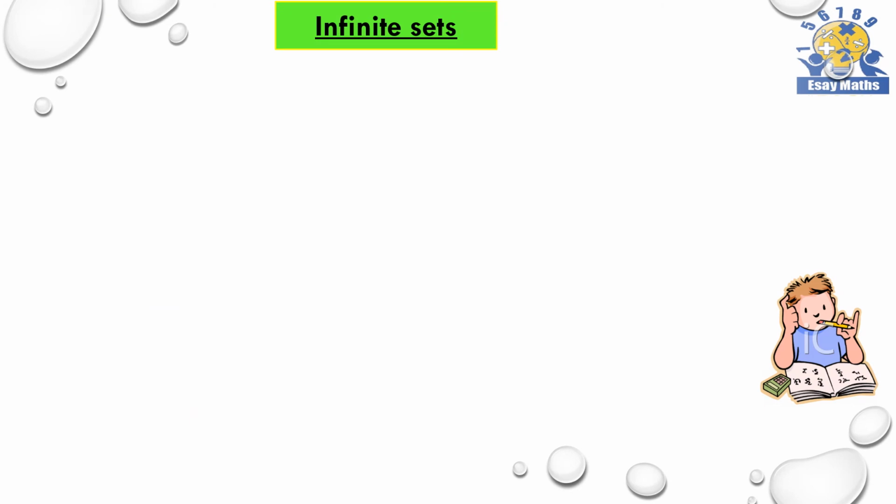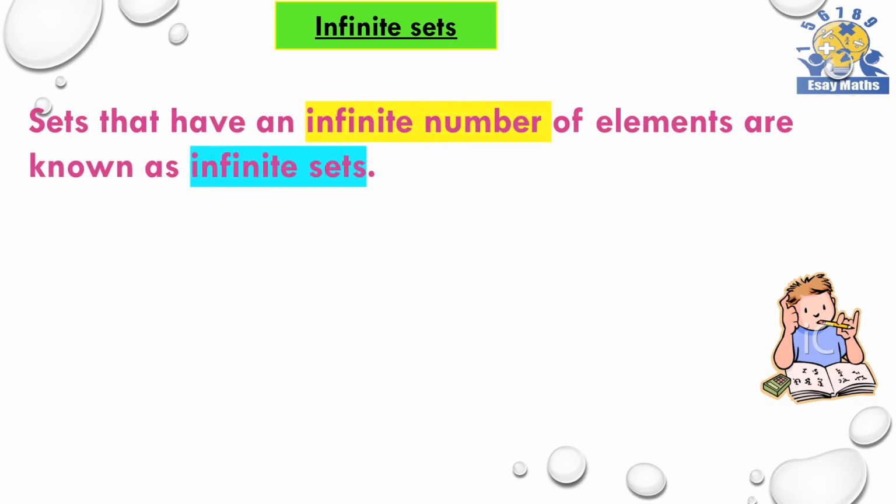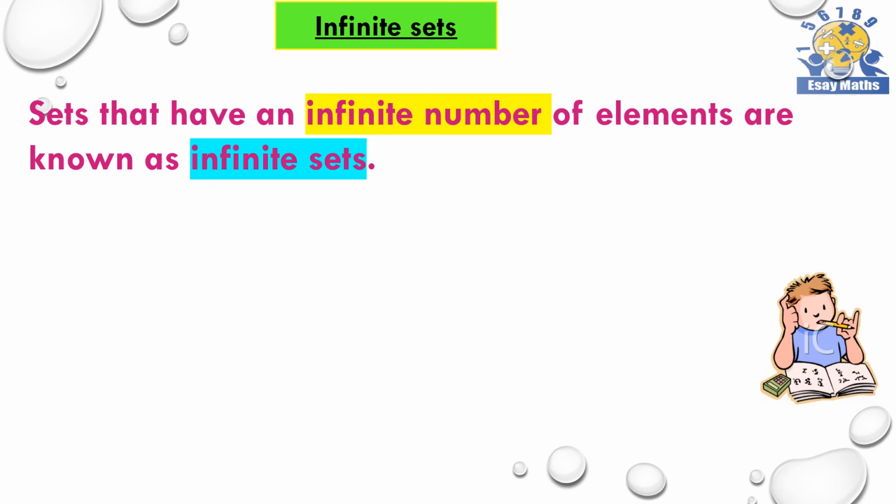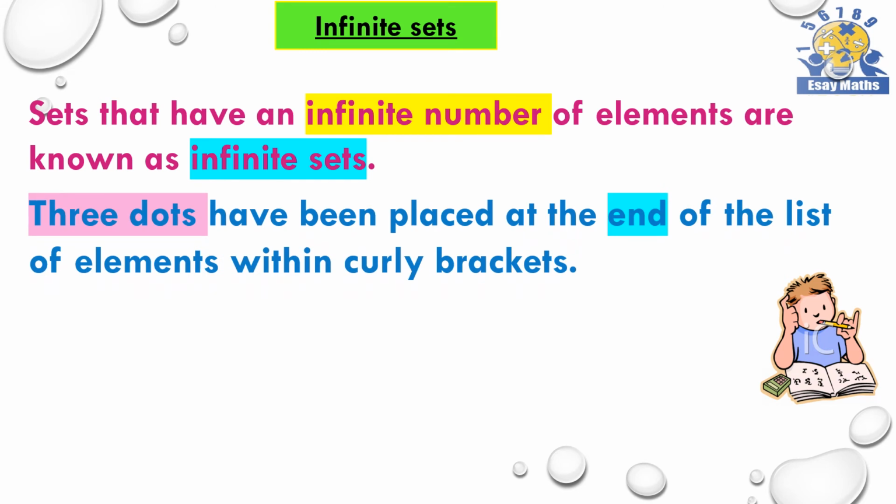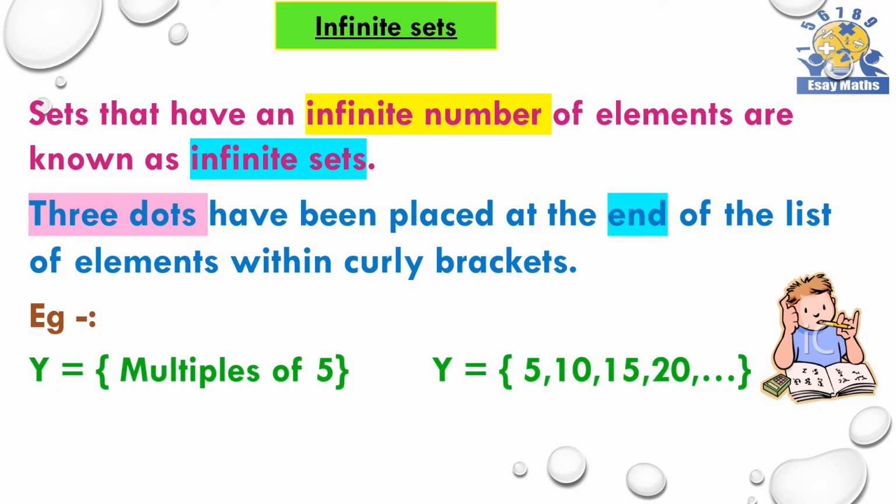Infinite sets. Sets that have an infinite number of elements are known as infinite sets. Three dots are placed at the end of the list of elements within curly brackets. Here you can see a few examples of infinite sets. The set Y, multiples of 5. We know it's an infinite set. So Y is equal to {5, 10, 15, 20 and so on}. It means we should put a comma and 3 dots.